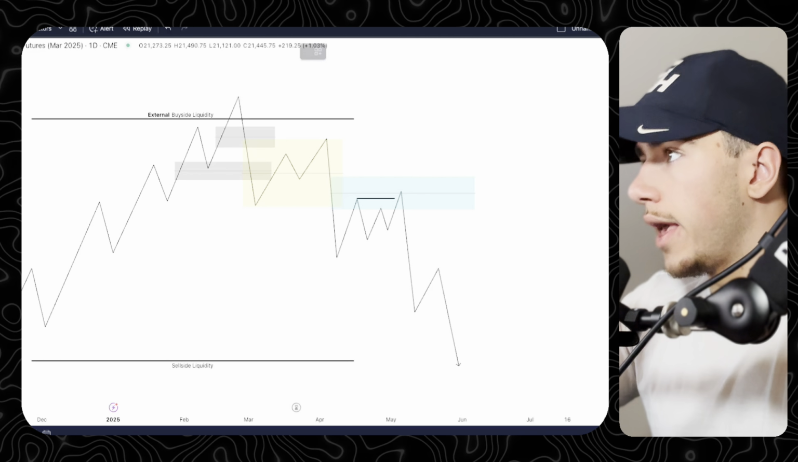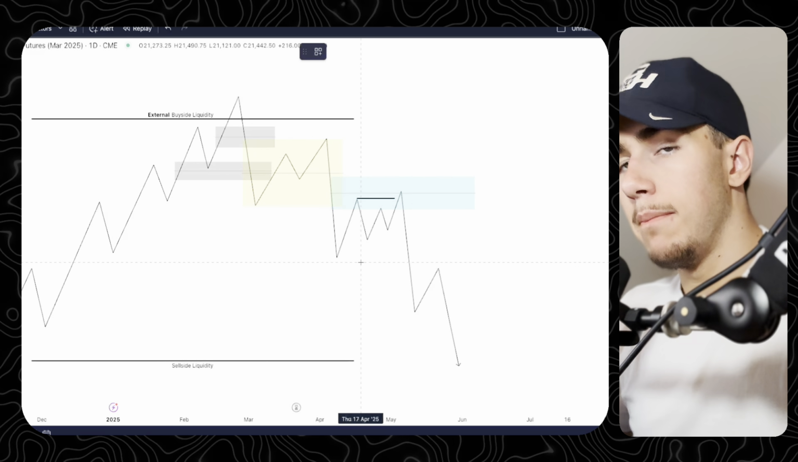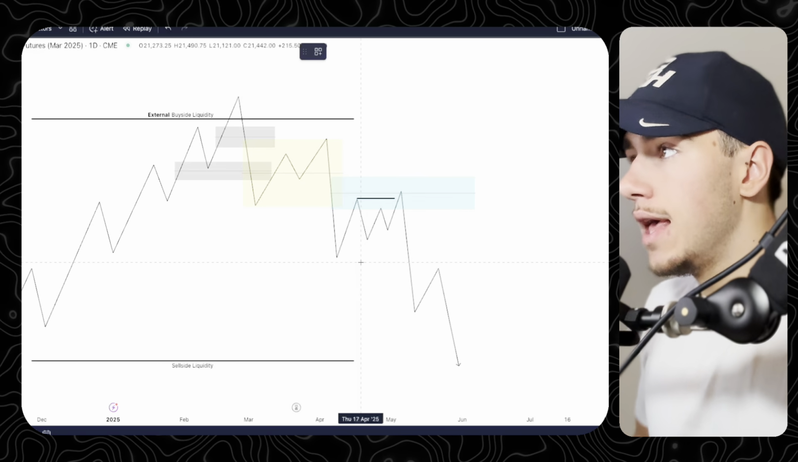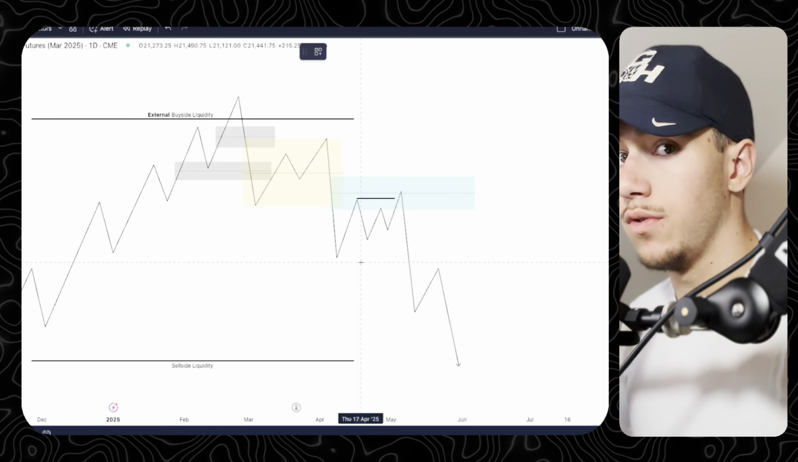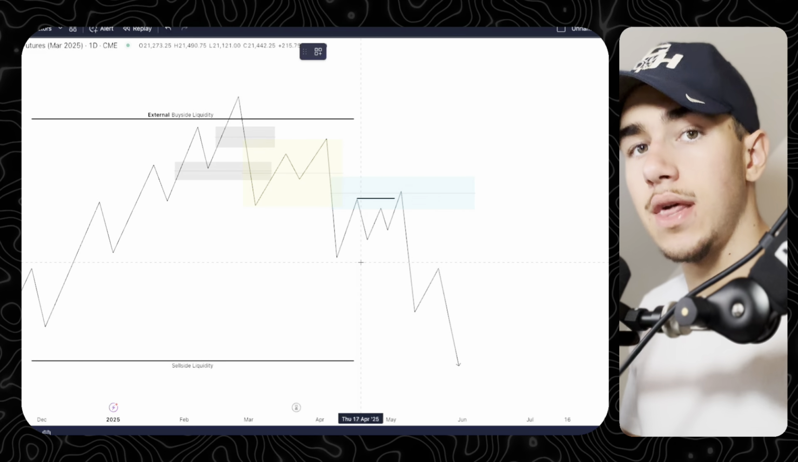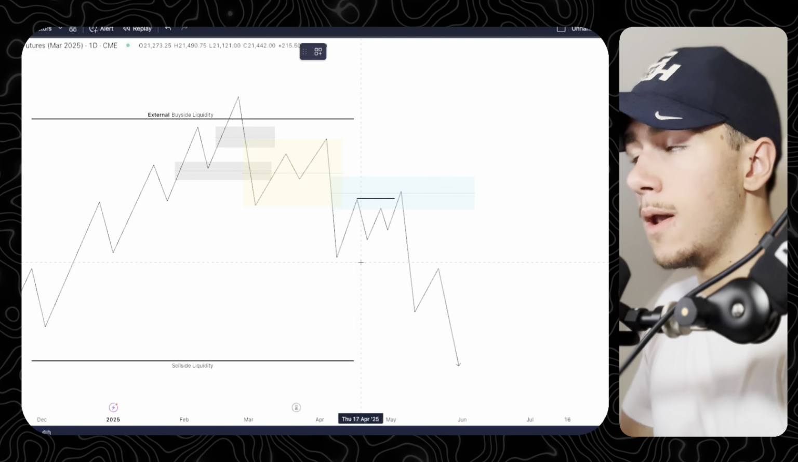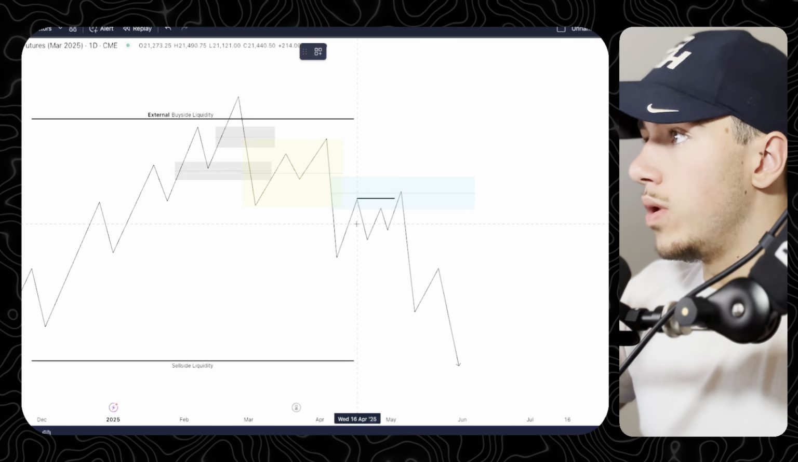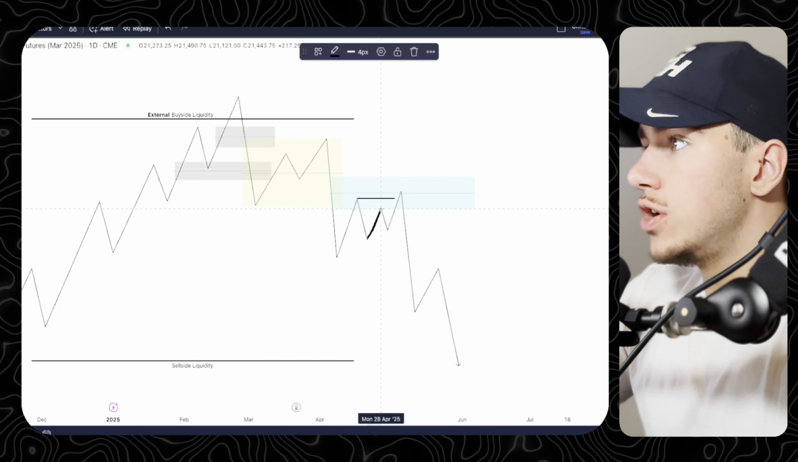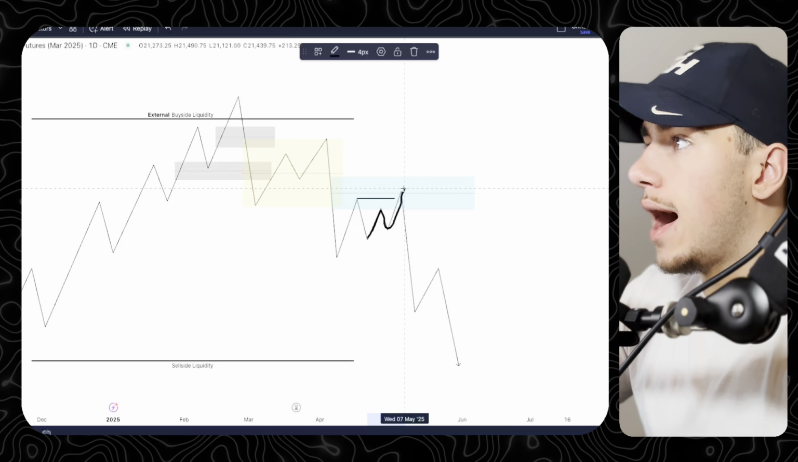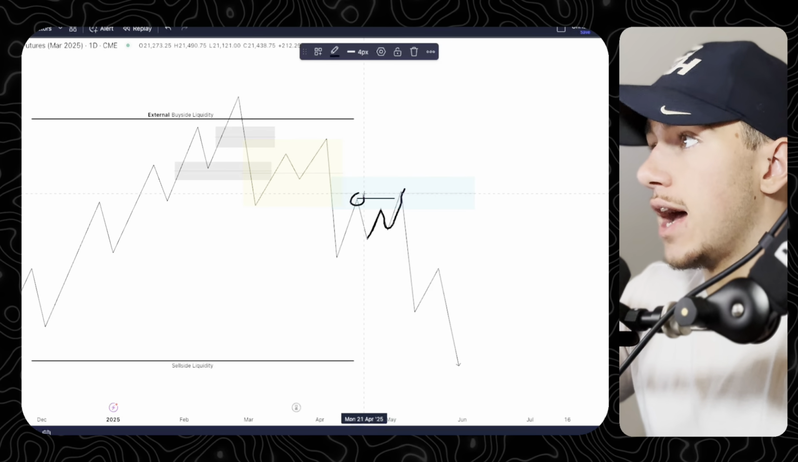Now, the interesting thing about this high is that it did not fill the entire imbalance, okay? Imbalances are inefficiencies in the market. The market wants to fill in the inefficiency, okay? If an inefficiency is filled in, there's no reason for price to come back to that inefficiency. But if it is not filled in, well, then price still has a reason to return to that inefficiency. We made a high inside of the imbalance. I am going to expect that once a new high gets put in, that high only gets put in to fill in more of the inefficiency which the first high failed to fill in.